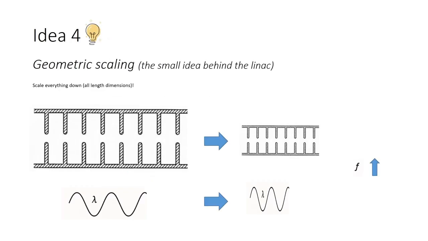Idea 4, geometric scaling. This is the idea that's referenced by the title of this talk, by the way. And very simply, what we'll do is we're going to be shrinking or scaling down all length dimensions, including the wavelength with which we're powering the accelerating structure. And given that we're going to be scaling down or reducing wavelength, this means we're going to be increasing frequency. So all the length dimensions are going to be reduced, the wavelength is going to be reduced, and frequency is going to be increased, all in proportion.